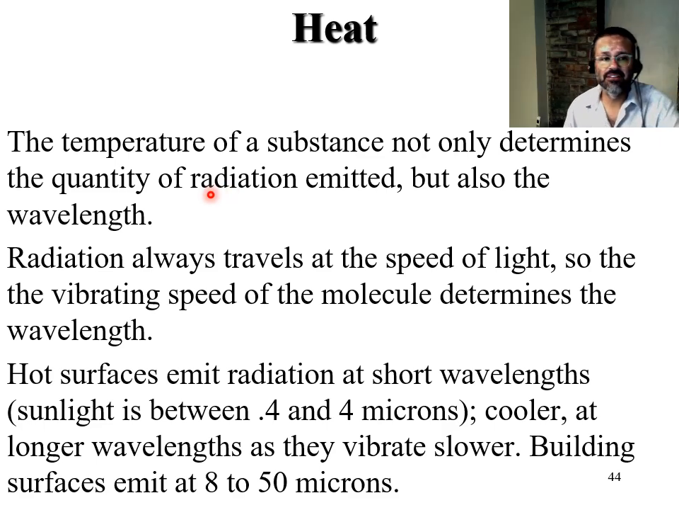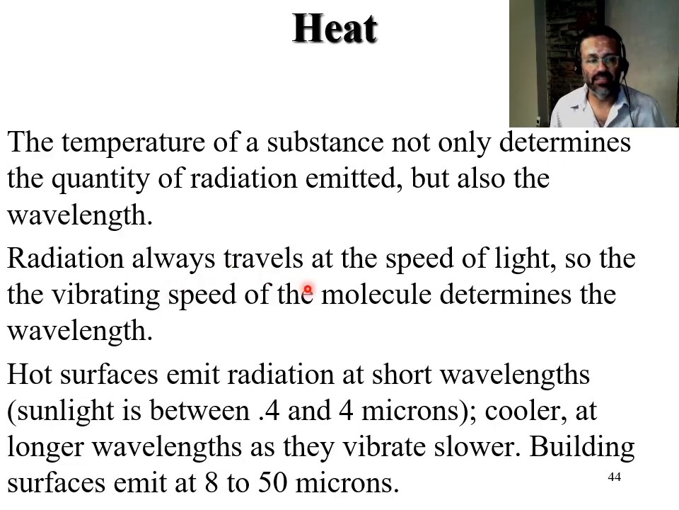Radiation always travels at the speed of light, so the vibrating speed of the molecule determines the wavelength. The hot surfaces emit radiation at shorter wavelengths, so sunlight is between 0.4 and 4 microns. Cooler surfaces have longer wavelengths as they vibrate slower, and you have building surfaces that emit at 8 to 50 microns.